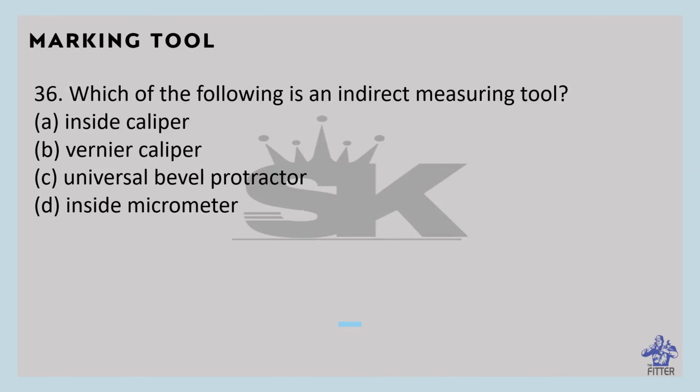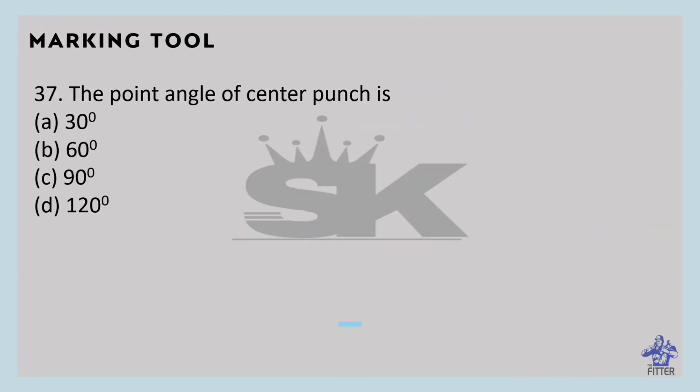Which of the following is an indirect measuring tool? That is the inside caliper. An indirect measuring tool transfers the measurement from the workpiece to a direct measuring instrument, then the comparison is made. Examples of indirect measuring tools are dividers, calipers, and surface gauges. The point angle of the center punch is 90 degrees.